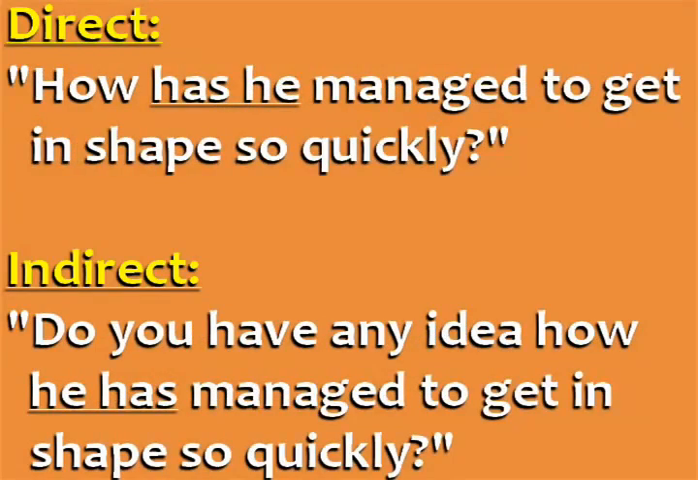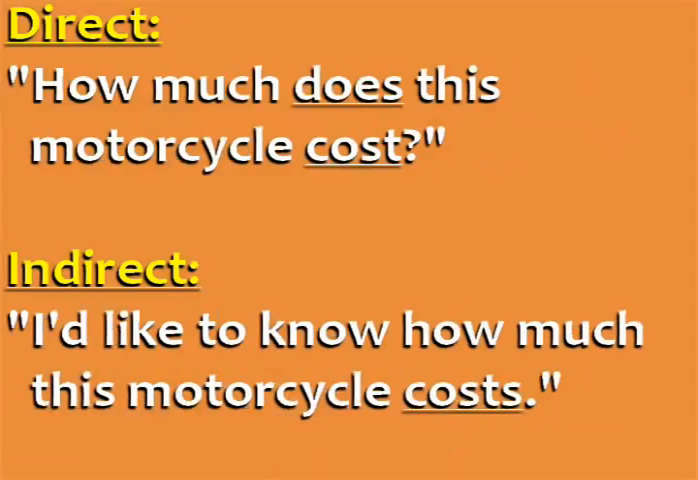Direct. How has he managed to get in shape so quickly? Indirect. Do you have any idea how he has managed to get in shape so quickly? The verbs have, has, and had also come after the subject in indirect questions.